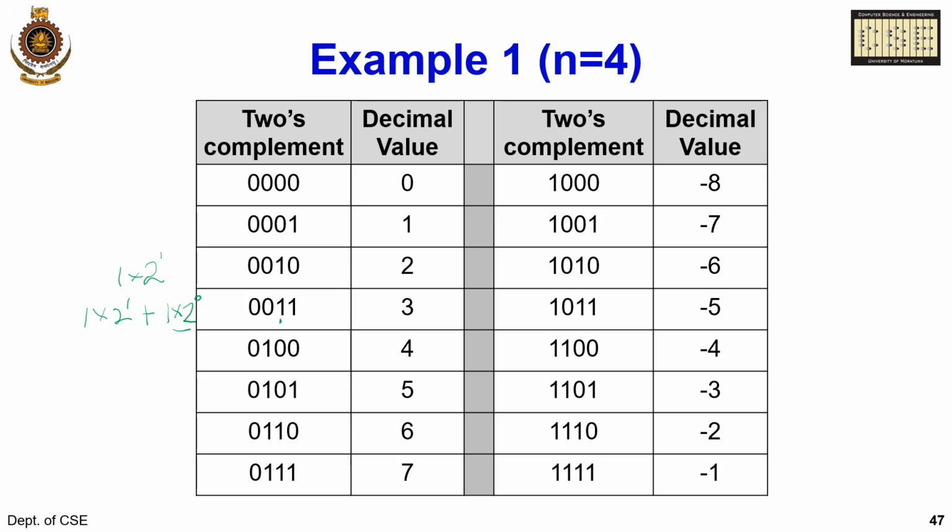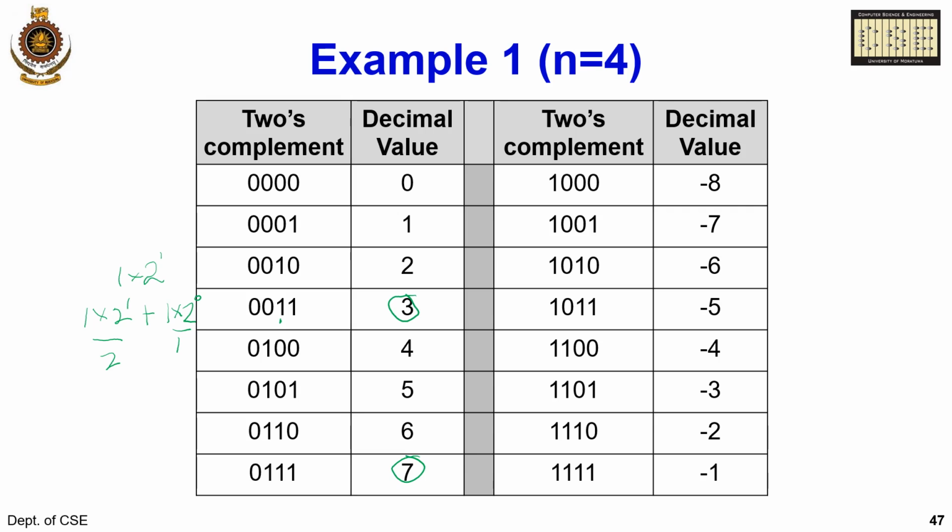So this is 1, this is 2. So 2 plus 1, we have 3. Like that, you can work it out, right? Work it out for all these. So we have 1, 1, 1 at the end. We have 7. Okay.